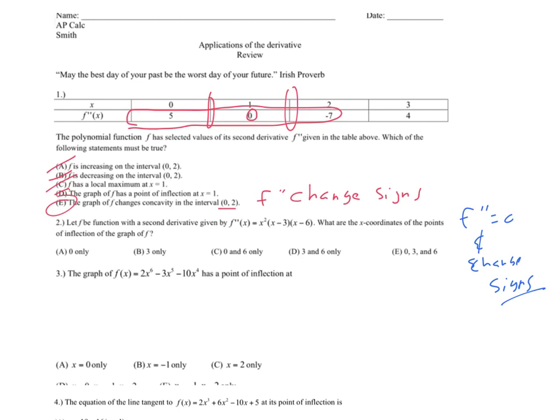So if I look at this, I see that 0, 3, and 6 are places where my second derivative is going to be equal to 0, but it's not going to change signs here because of that even exponent. So the only places where my second derivative is going to equal 0 and have a sign change are 3 and 6 because those exponents there are odd.